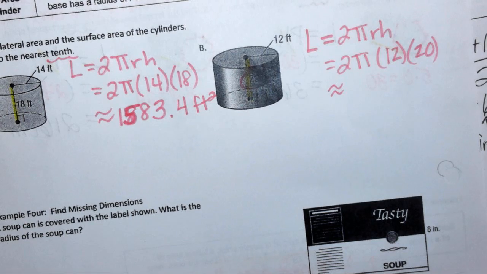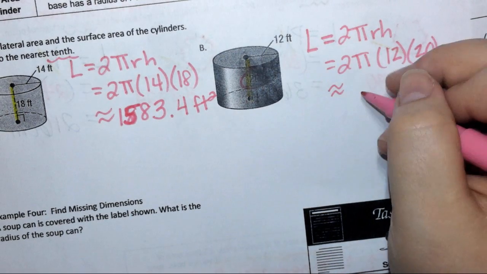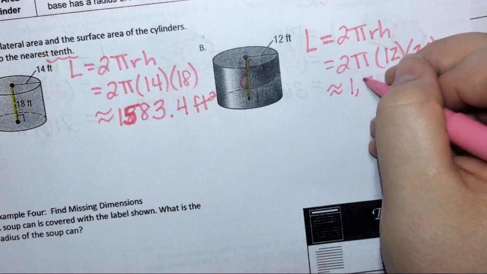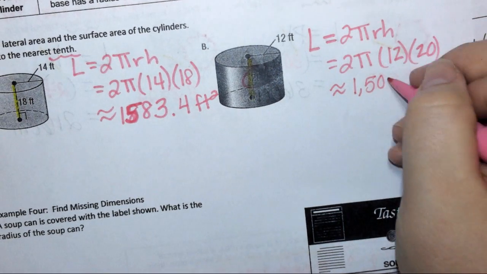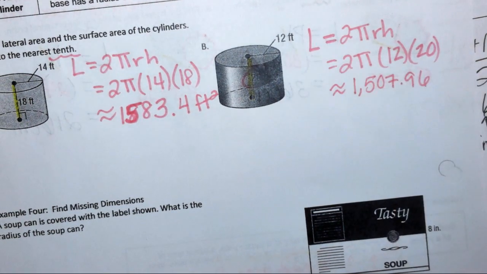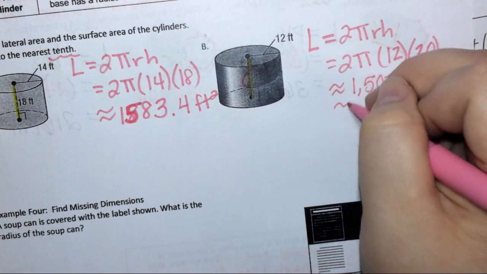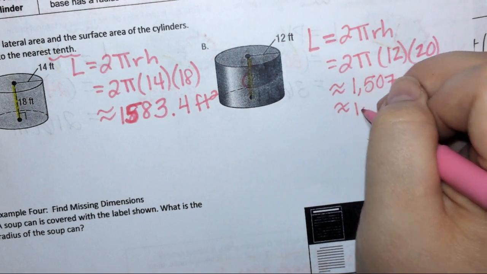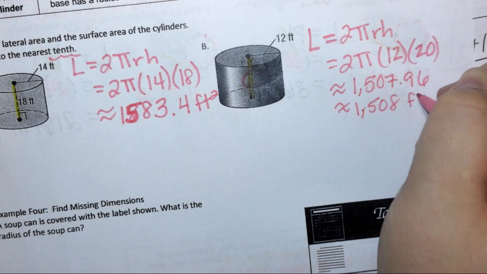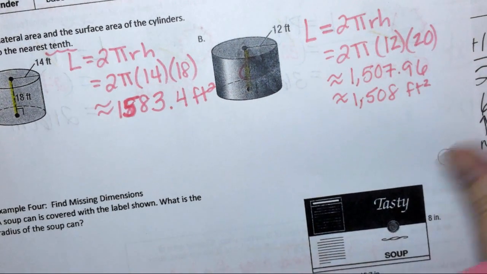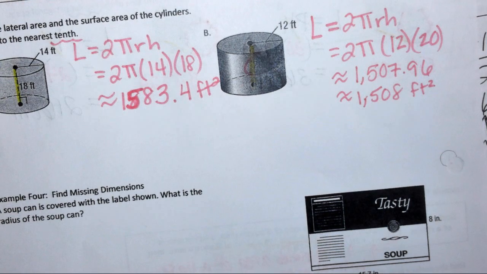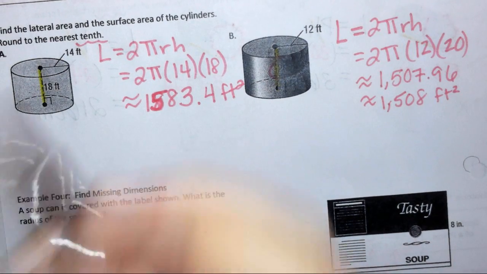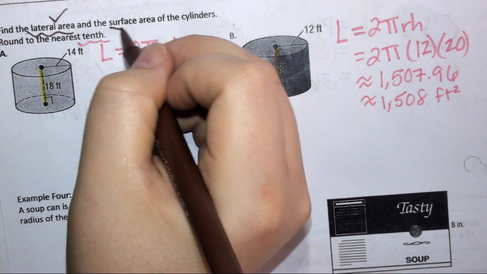Okay, you type that in your calculator and you get, okay, well you get 1057.96, but again, when we're reading directions today, it says to the nearest tenth, so Toby is correct, we would round that to 1,508 feet squared. Okay, and then you can read. Have we done everything we were supposed to do? No, why have we not? We found the lateral, yes, but we've still got to find that surface area.